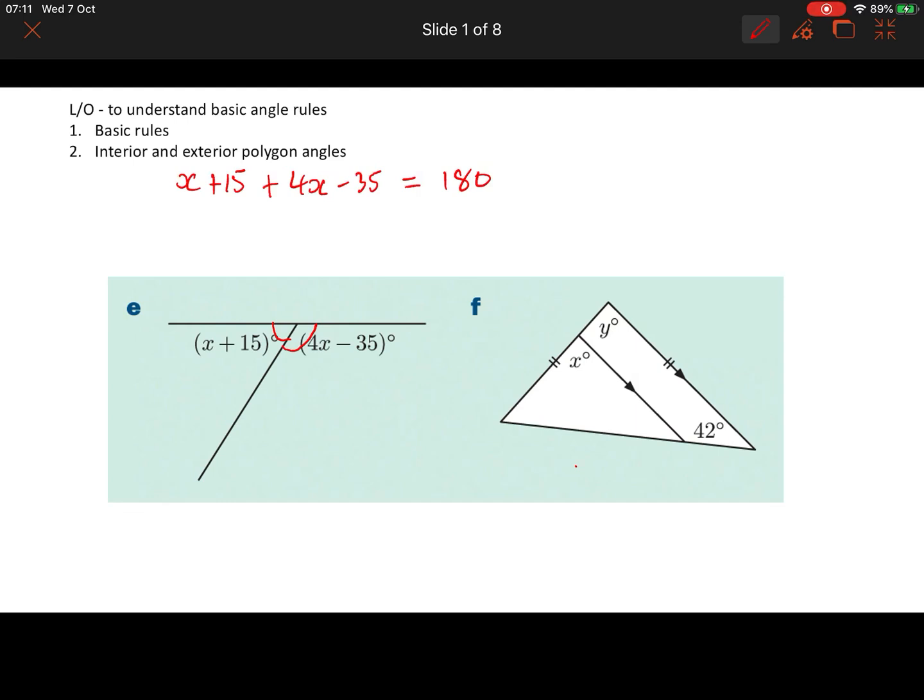Okay, so now simplify the left hand side. 5x minus 20 equals 180, and throw the minus 20 to the right hand side. 5x equals 200, and divide both sides by 5, x equals 40. Okay, that should be pretty straightforward.